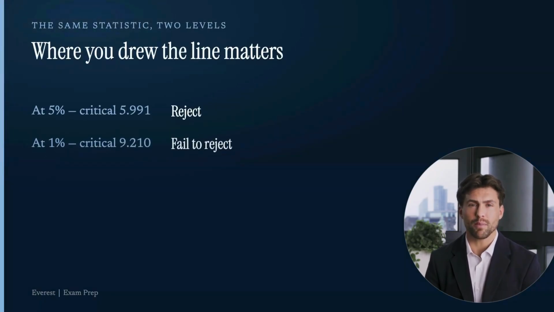Though notice how much the significance level is doing. At 1%, the critical value would be 9.21, and 7.81 falls short of that. Same data, same statistic, conclusion flipped. That's the type 1 versus type 2 trade-off from 2 videos ago showing up live.